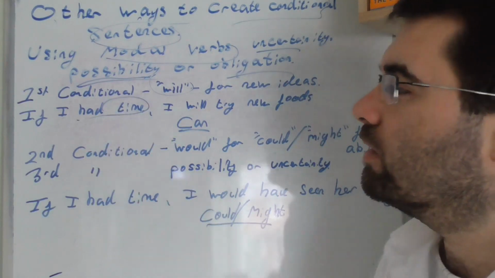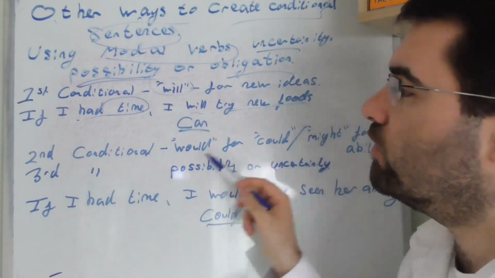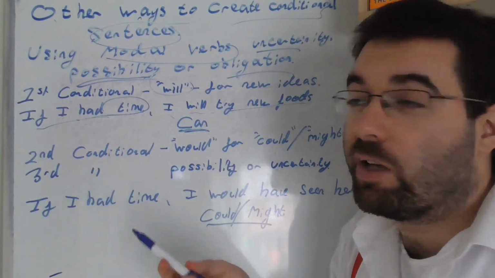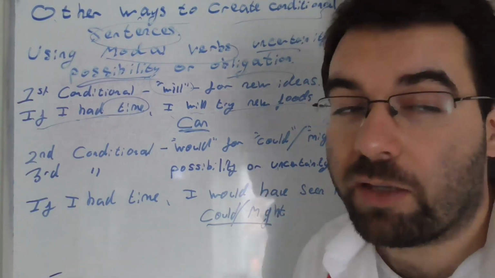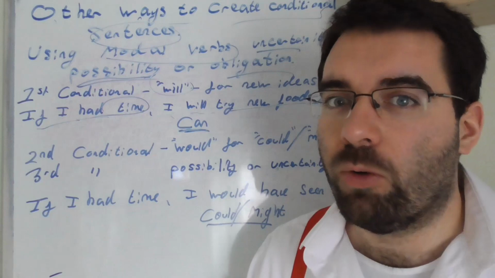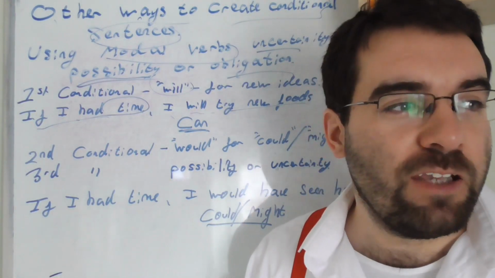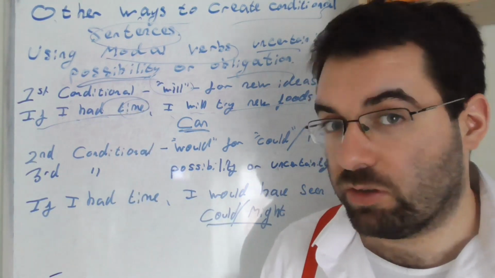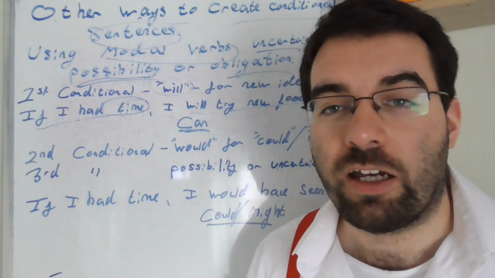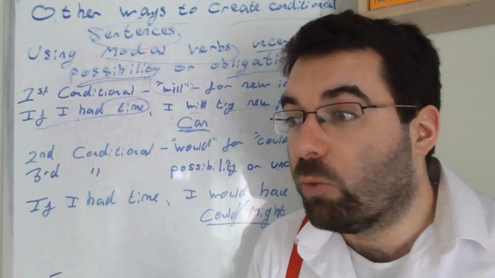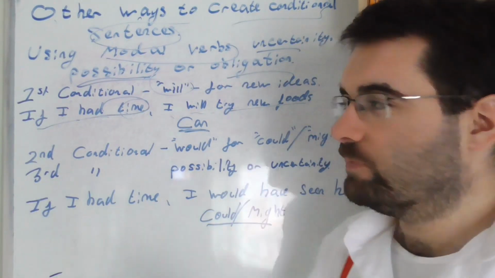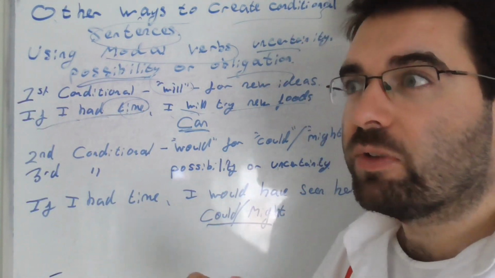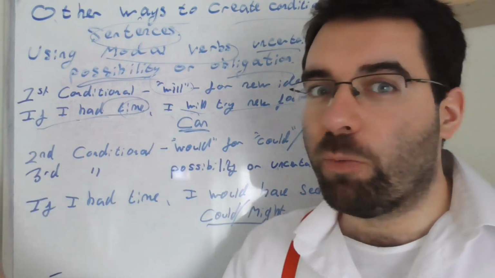If I had time, I will try new foods. If I had time, I can try new foods. I could try it. If I had more time, I can travel more. New ideas, new possibility. If I had more money, I could see the world. I could invest more. I could build more. I will, but I could do more. Yeah, you will. That's what you're doing. You will do this. But if you had more money, you can do more things. There's more possibility open to you.